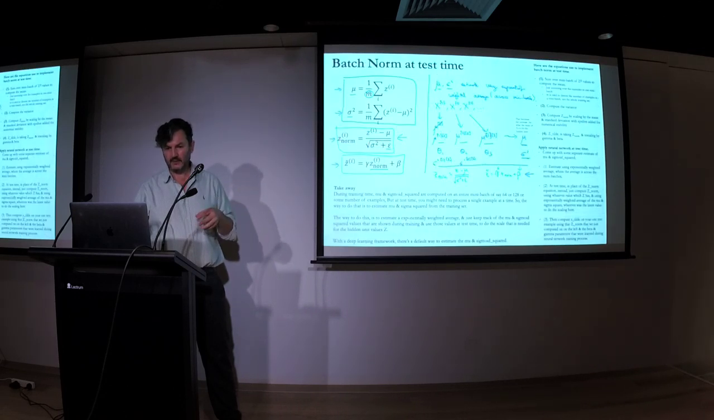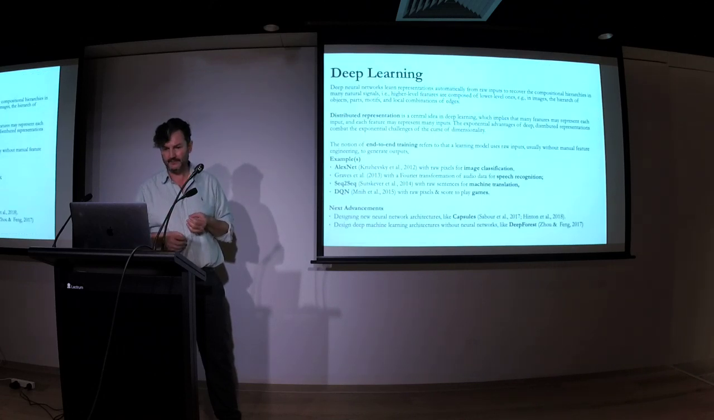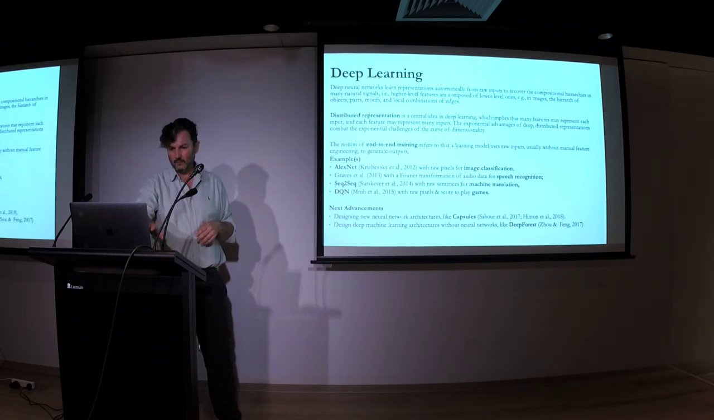Okay, I want to skip through some of these slides. It really was more just for a bit of intuition, a bit of a takeaway. Let's get into deep learning. This is a particularly interesting slide, and it goes back to the question you were just asking about the difference between CNNs and RNNs. A deep neural network learns representations automatically from raw inputs to recover the compositional hierarchies in many natural signals. And what I would suggest here is looking at the example.